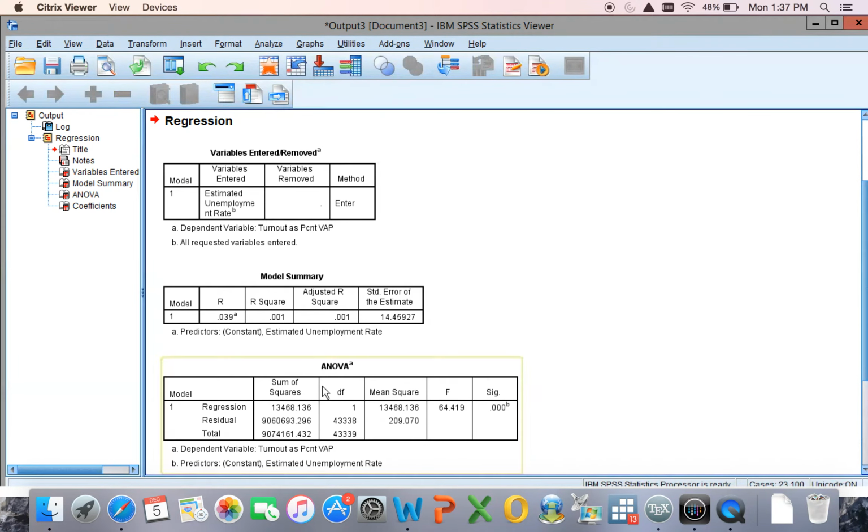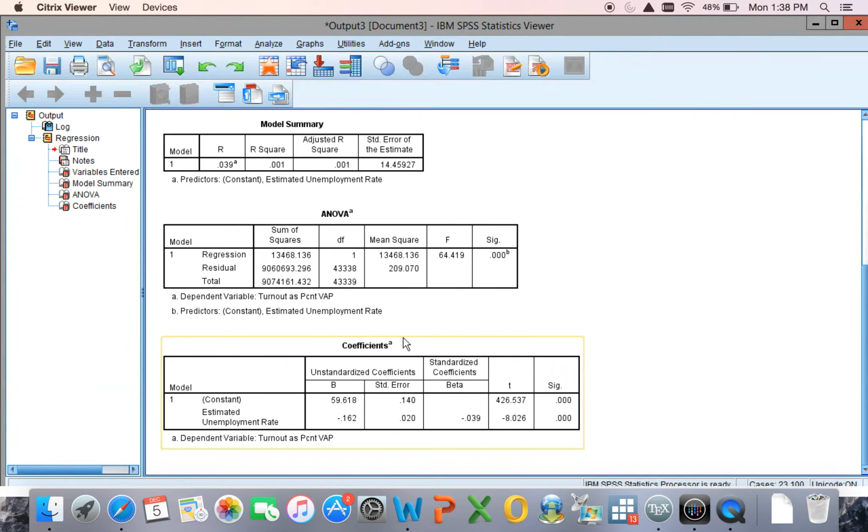The first table to look at is the model summary, the adjusted R-squared value. The adjusted R-squared value is 0.001. Move the decimal place over 2 spots, and the way to interpret it then is that 0.1% of the variation in turnout, the dependent variable, can be explained by the independent variable, which is the unemployment rate. So the unemployment rate explains 0.1% of county level turnout. So very low, and we'll see what happens when we add other variables in a second.